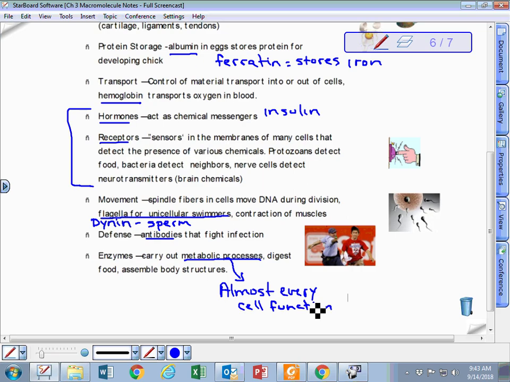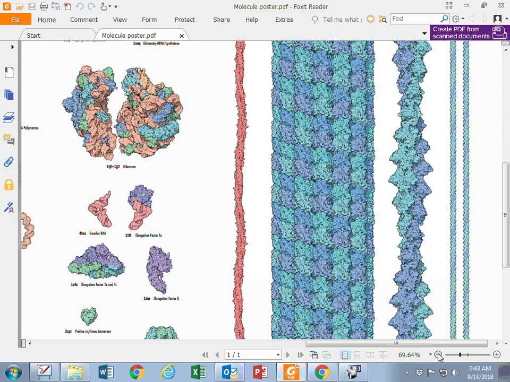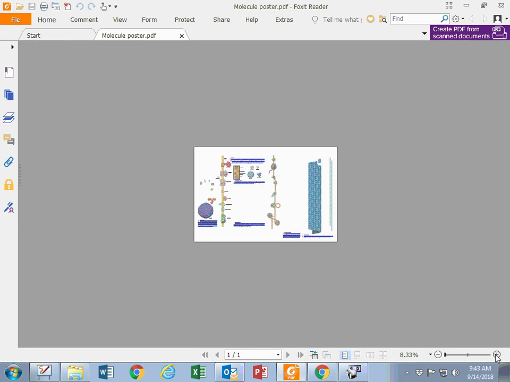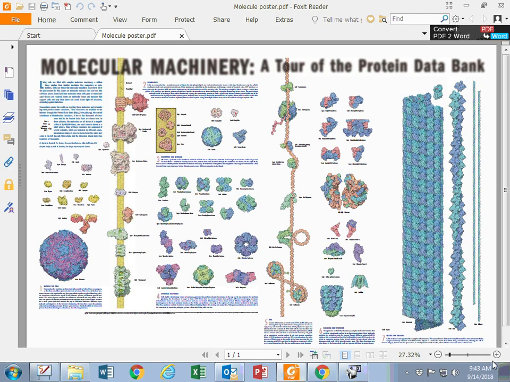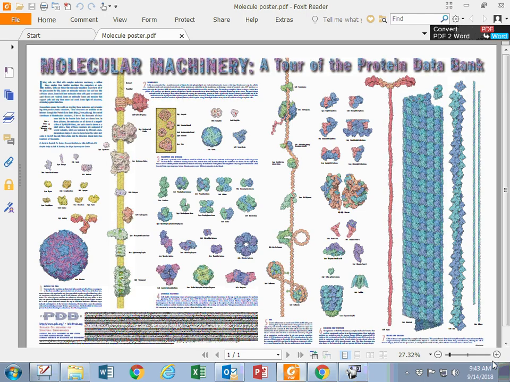Basically, there's virtually nothing that happens in a cell that an enzyme is not doing. Any chemical reaction that happens in a cell is being done by an enzyme. The majority of your proteins are enzymes. And when we look at this poster, most of the things on this page are enzymes. Right? Actually, all of these are enzymes. They're just showing you a group, but the majority of them are enzymes.